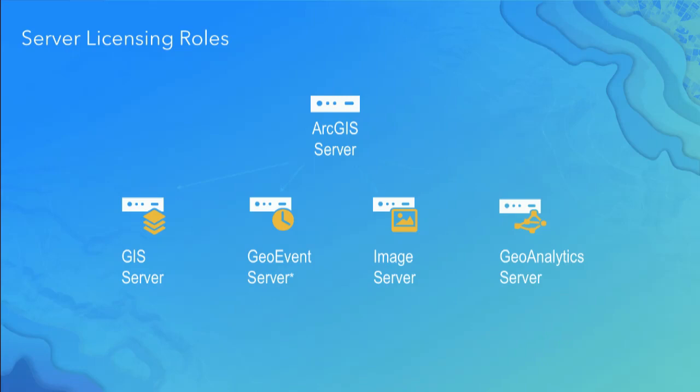Then we have two other server licensing roles that used to be extensions. GeoEvent extension is now GeoEvent Server. Image extension is now Image Server. From a system architecture perspective, what that means is you can start scaling these independently, also not just from an infrastructure perspective, but also licensing.